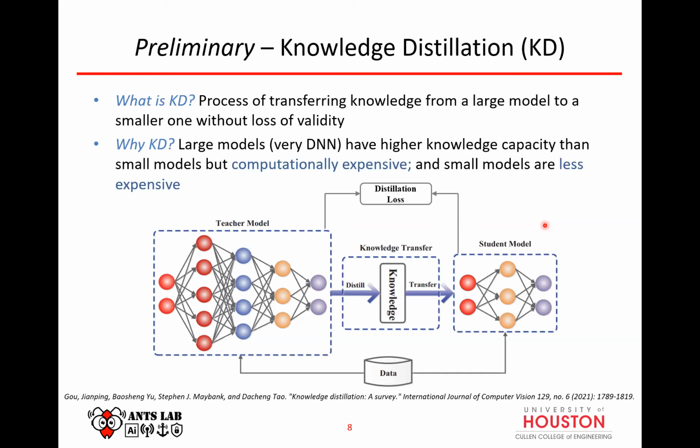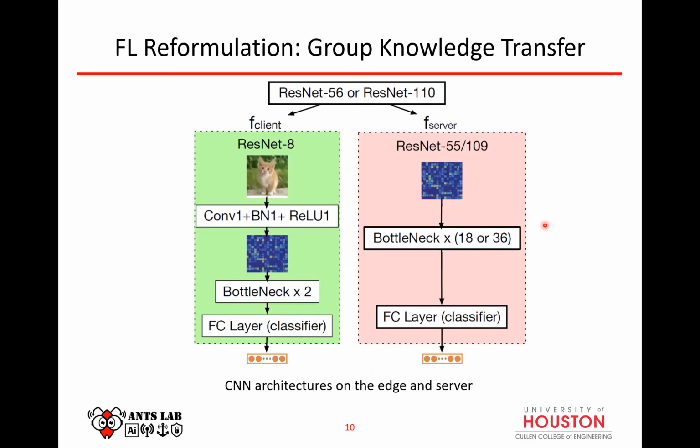Using these three concepts, split learning, federated learning, and knowledge distillation, I will further introduce the current paper called group knowledge transfer. What they do is reformulate the federated learning problem in this way. Let's say on the server, you have a big network like ResNet 56 or ResNet 110, a full-fledged network.